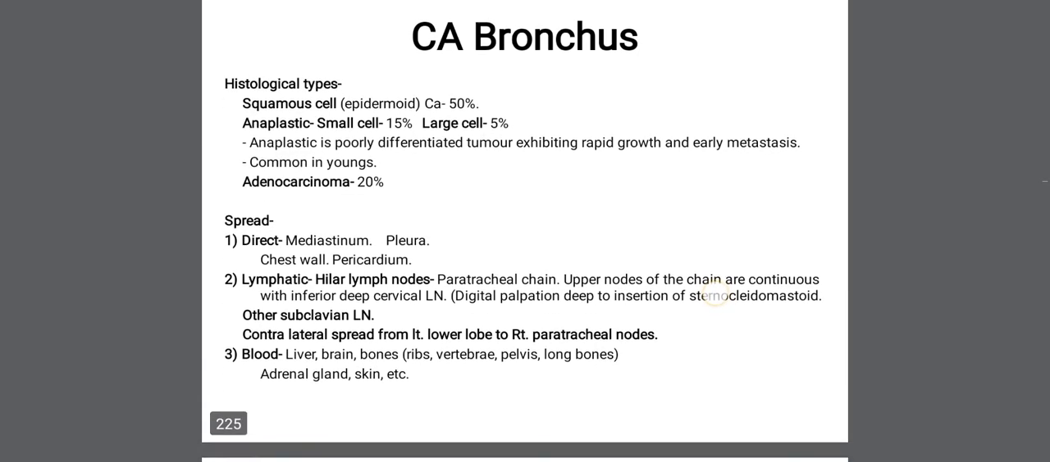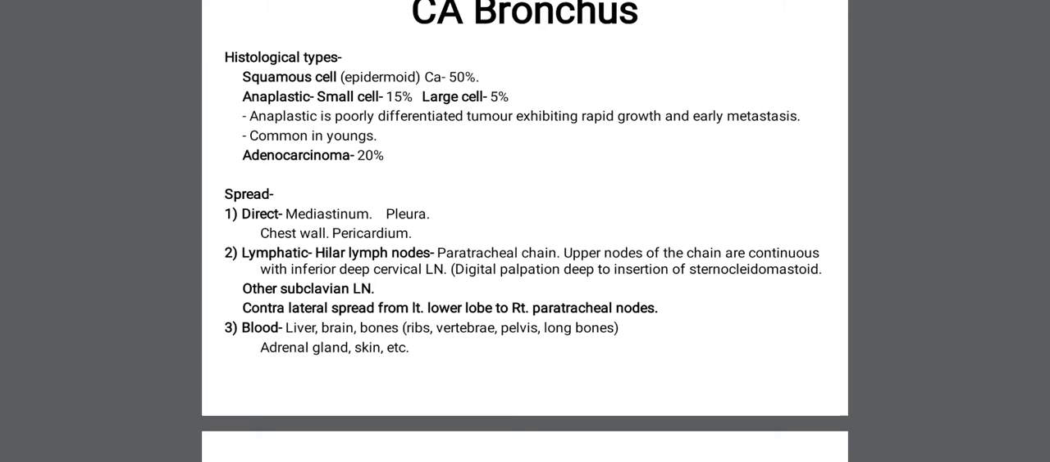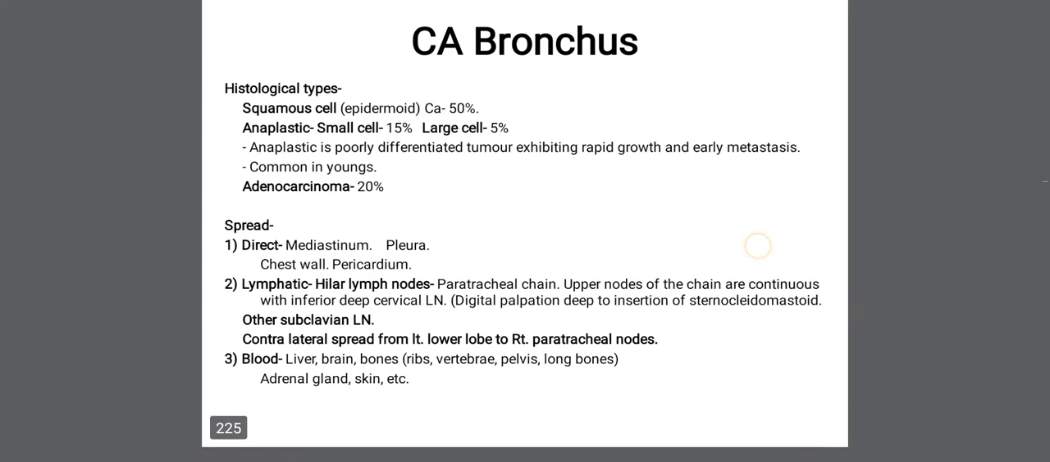Next we'll see the histological types. There are three histological types. First one is squamous cell carcinoma, also called epidermoid carcinoma. This is about 50%. Then the second one is anaplastic carcinoma, that will include small cell, also called oat cell carcinoma, and large cell. The small cell is about 15% and large cell is 5%. And the last one is adenocarcinoma, which is 20%.